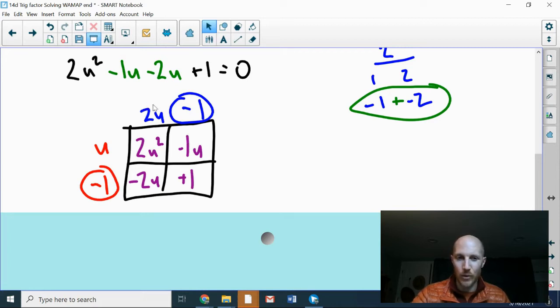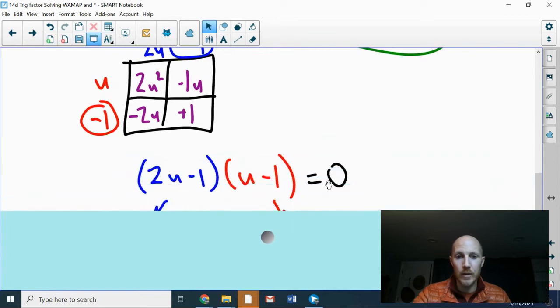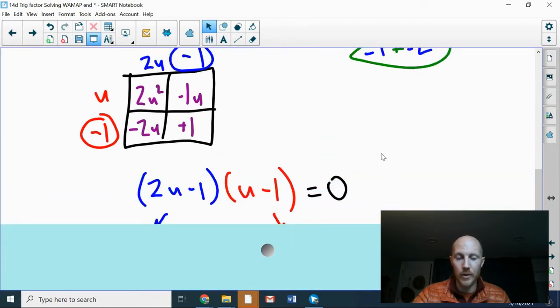and then I move to the second row, the 2u multiplied by what would give me this bottom term. So it's going to be a -1, and then double check the two terms which are currently circled. Do they in fact multiply together to give me this bottom right square? They do. So my two factors, in blue, 2u minus 1, and in red, u minus 1.